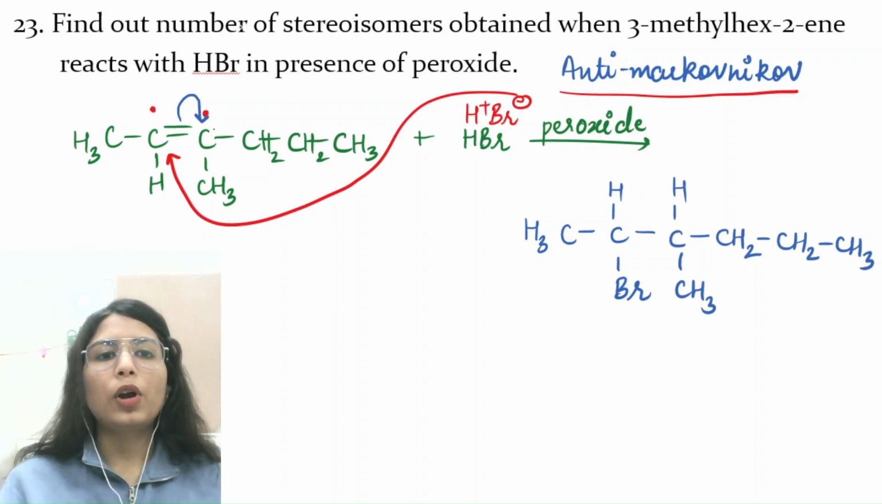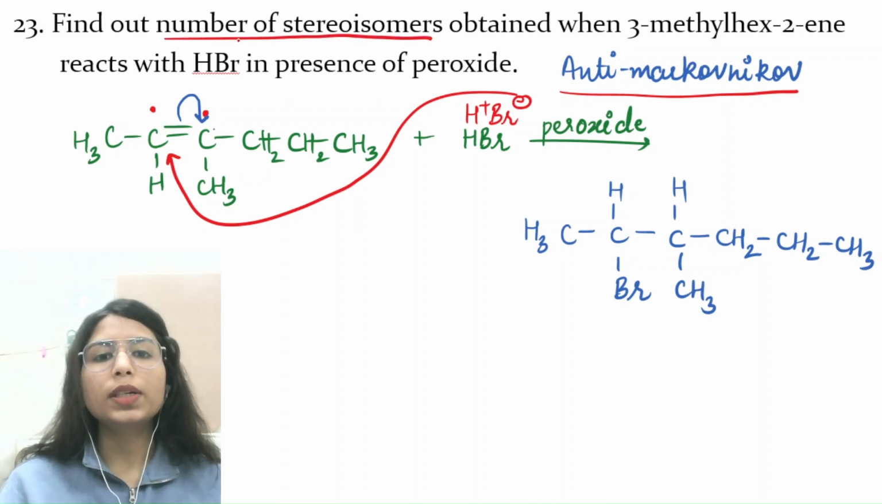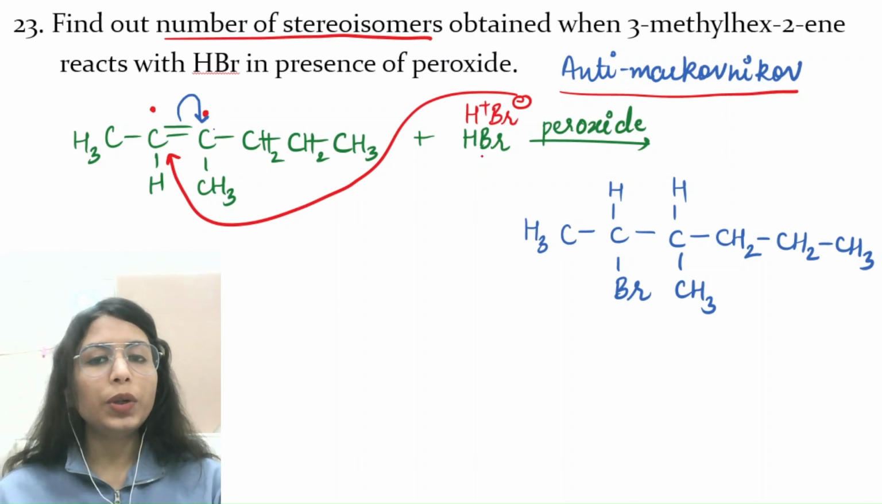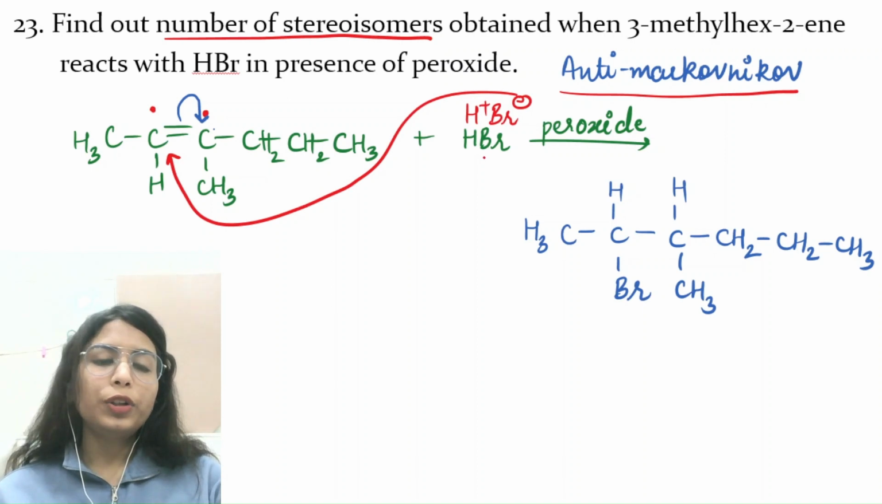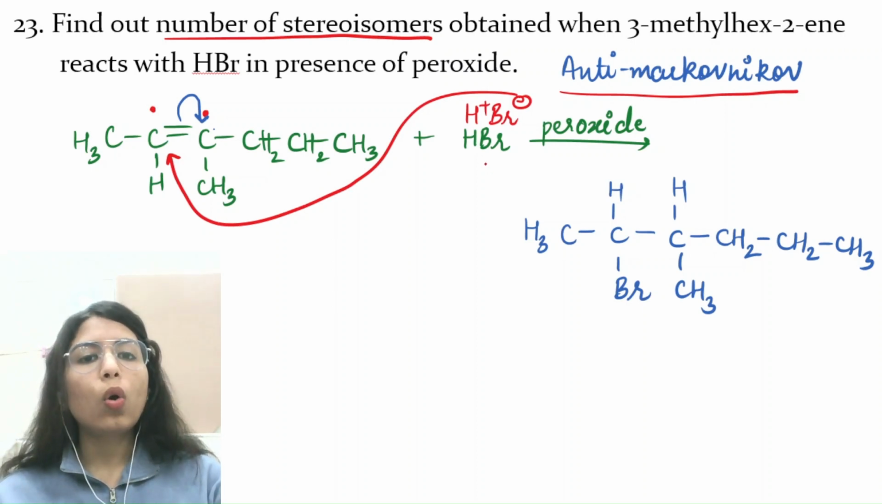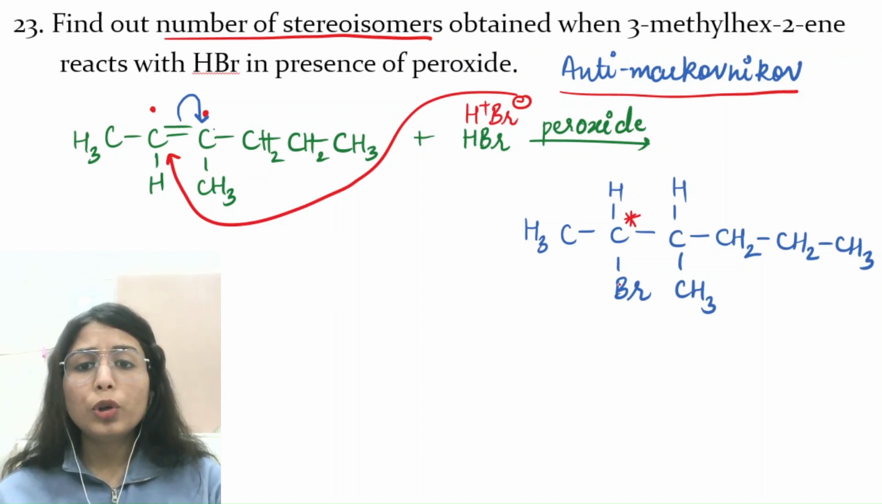Once you have made the product, come back to the question, and it is asking the number of stereoisomers that are obtained. So in order to identify the stereoisomers, first you need to identify the number of stereocenters. So in order to identify stereocenters, you must know what is a chiral carbon.